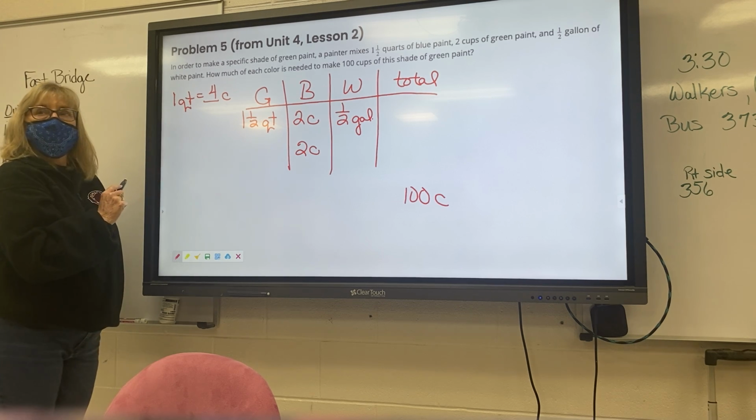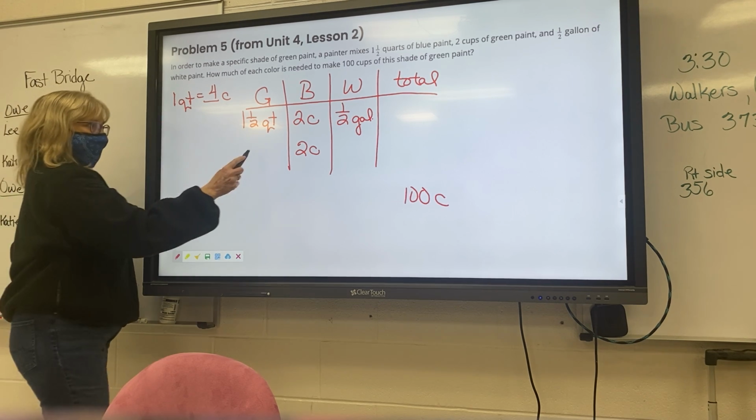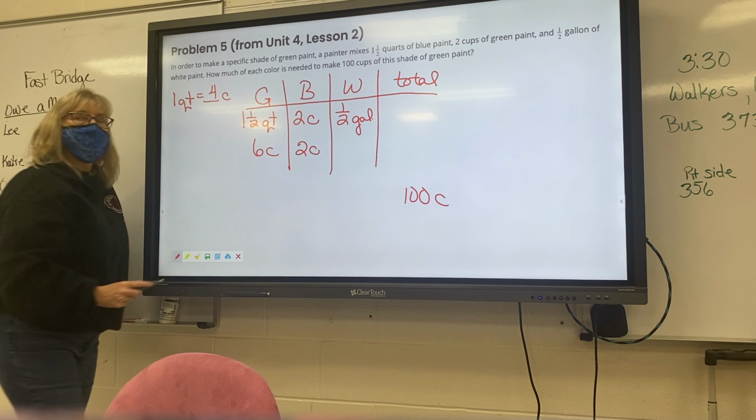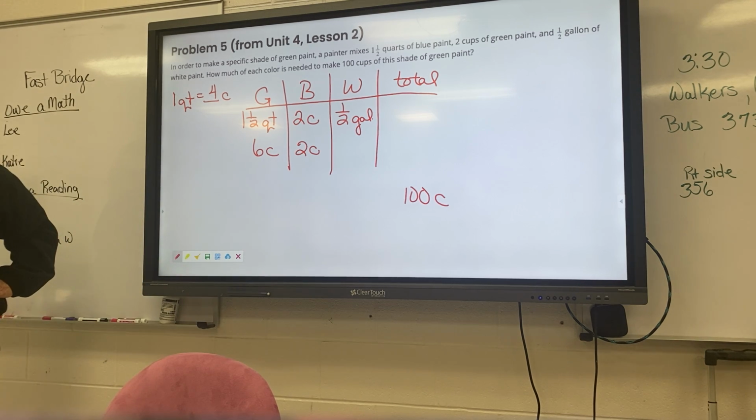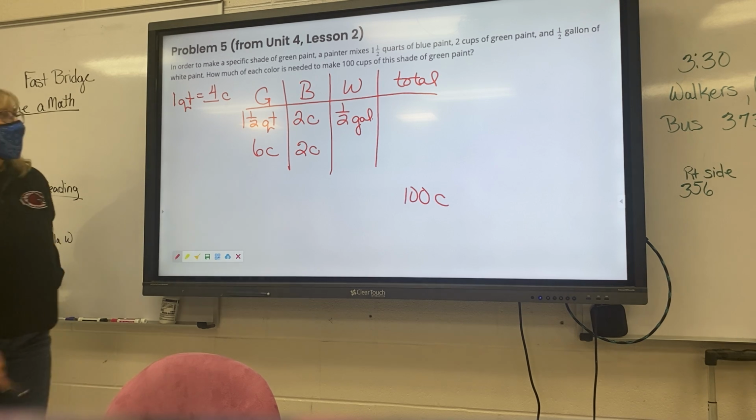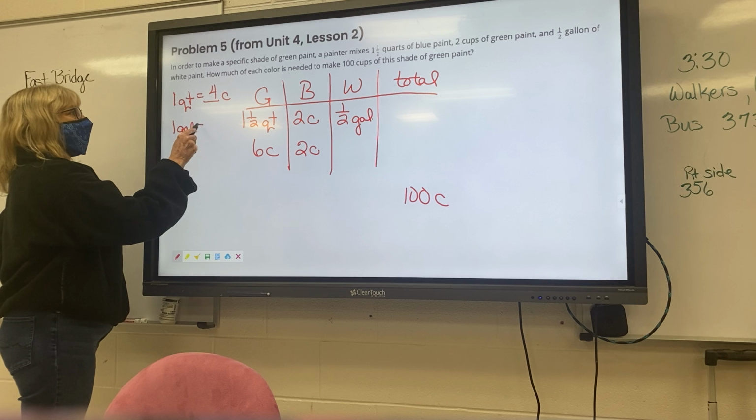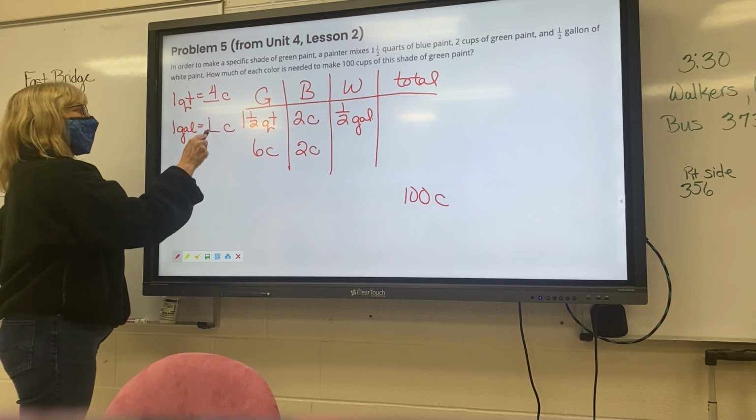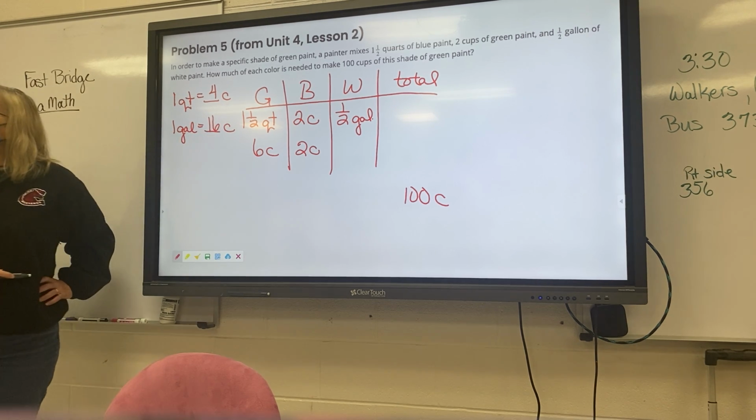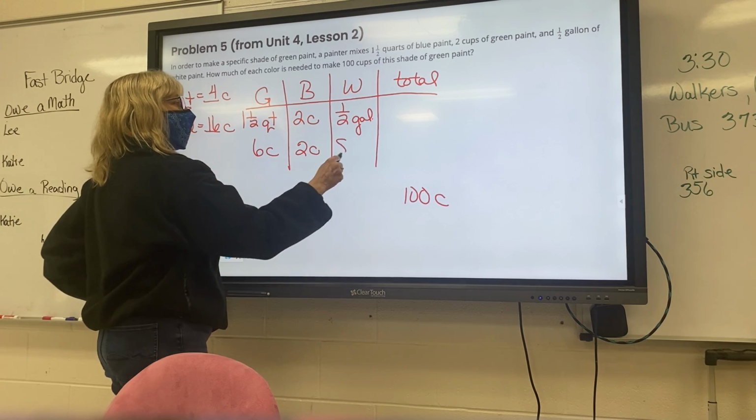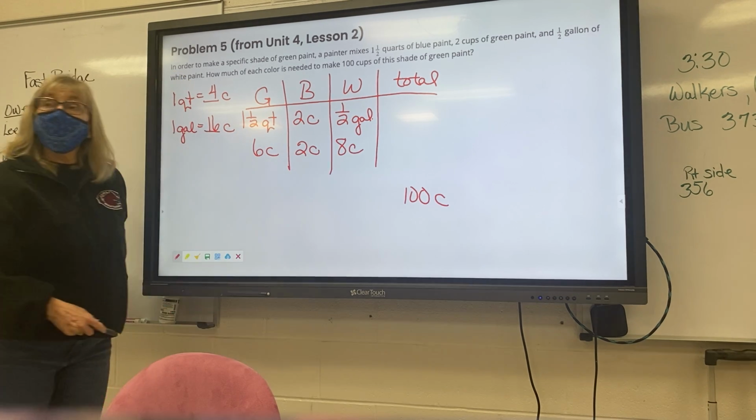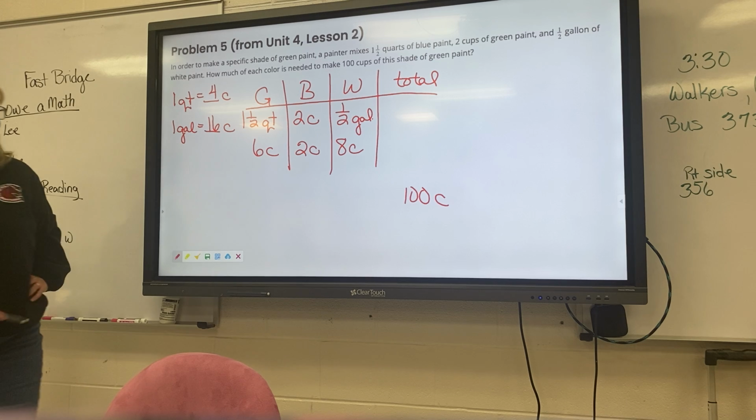So if 1 quart equals 4 cups, 1.5 quarts is going to be? 6 cups altogether. Did you follow that logic? 4 cups for the quart, and then 1/2 of that would be 2. So 4 + 2 is 6. All right. Does anybody know 1 gallon equals how many cups? 16. So 1/2 gallon will be 8 cups. So this is going to be 8 cups. Now can I add them all up? Yes. Okay.